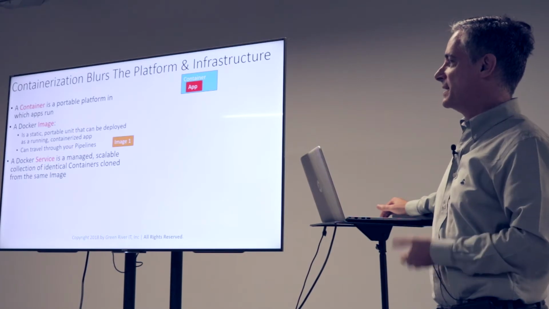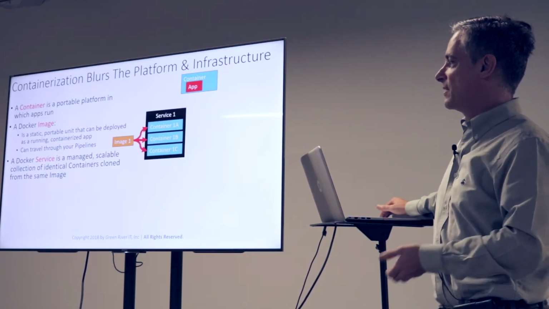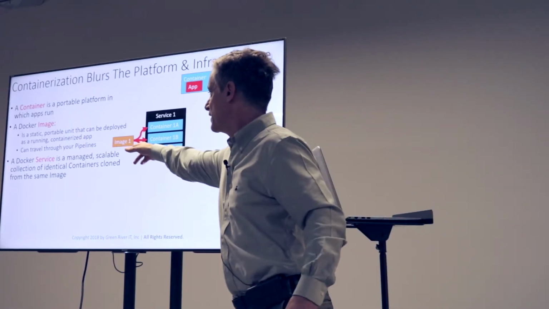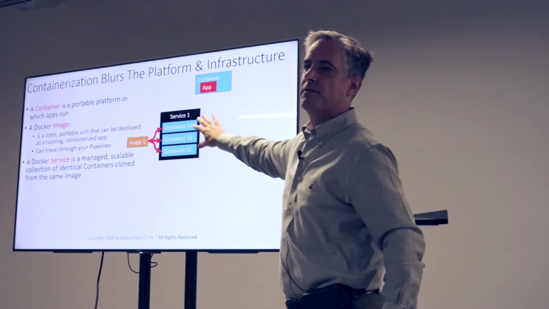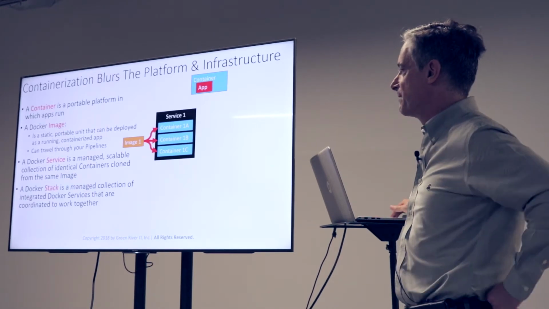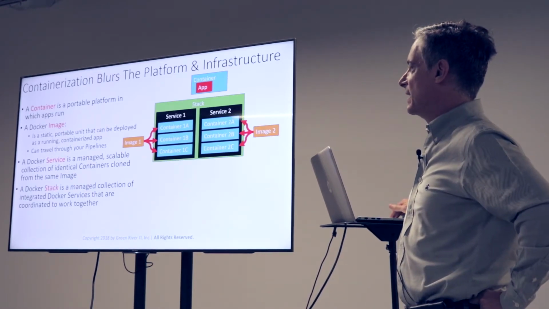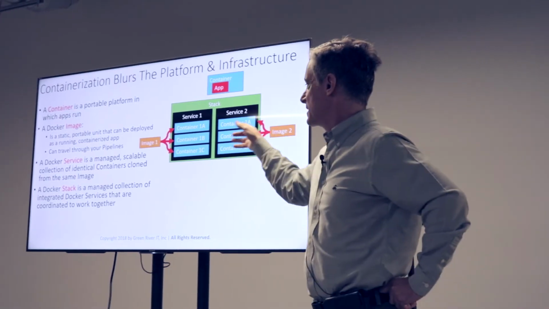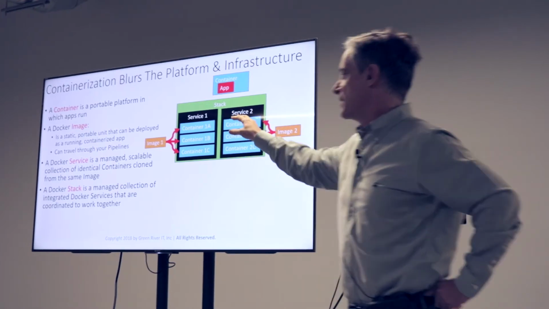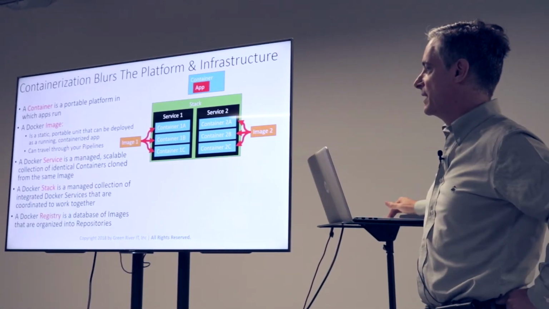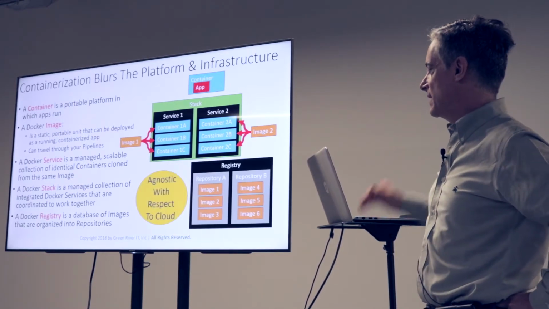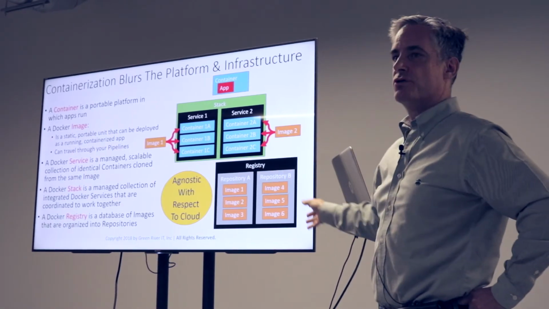Then there's a Docker service, which is a collection of containers. So essentially, we've taken this image and instantiated it 3 times, and now we've got 3 instances that are together acting as a unified group that are a Docker service. Then there's a Docker stack, and what a Docker stack does is it takes some number of services, whether it's 1 or 20, and groups them together into a functioning higher unit. And then we've got a Docker registry, which is a database of images, and each registry has repositories in it.